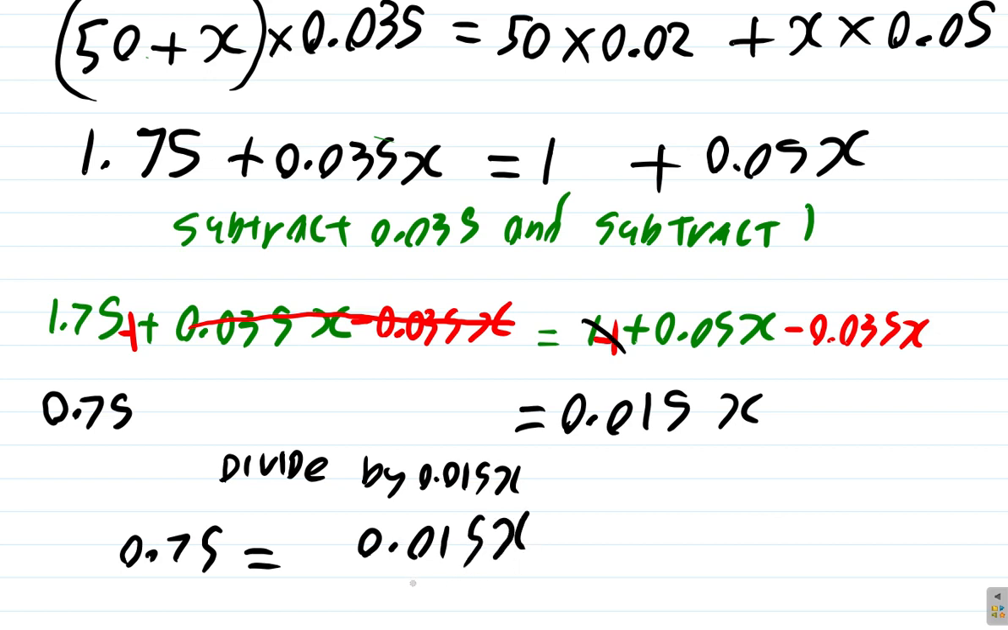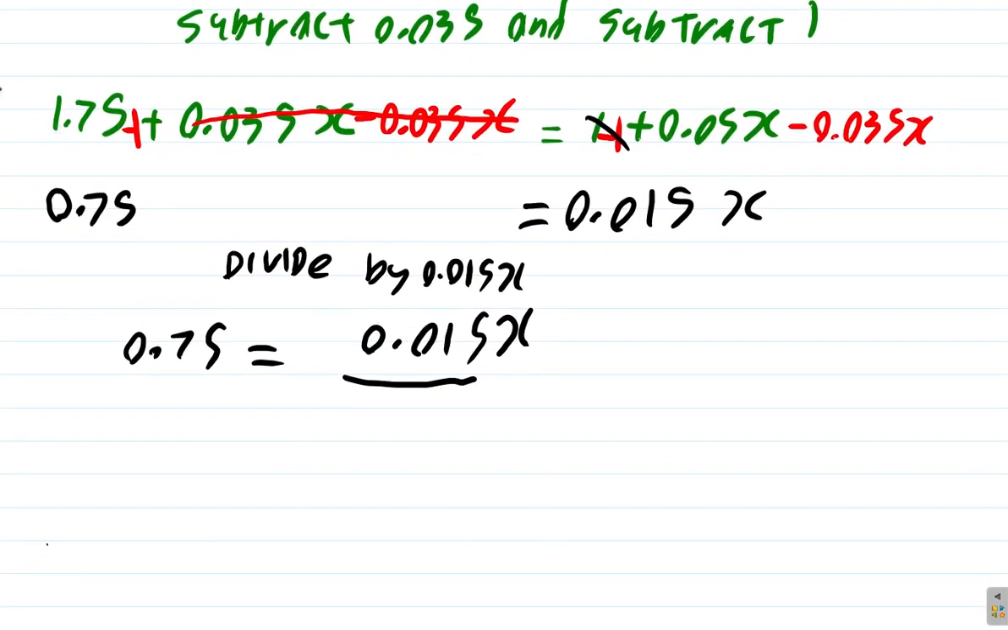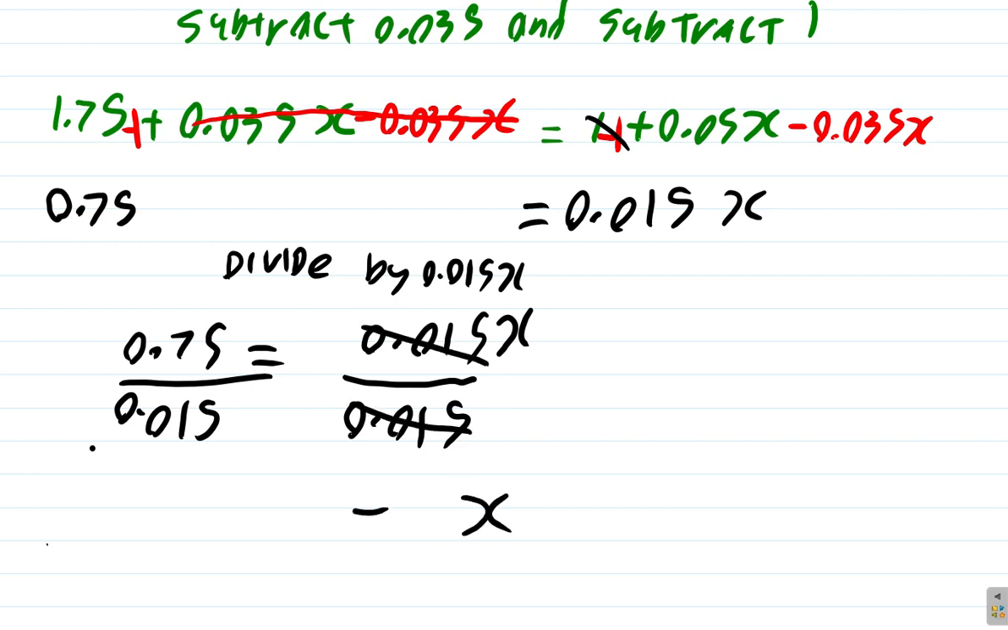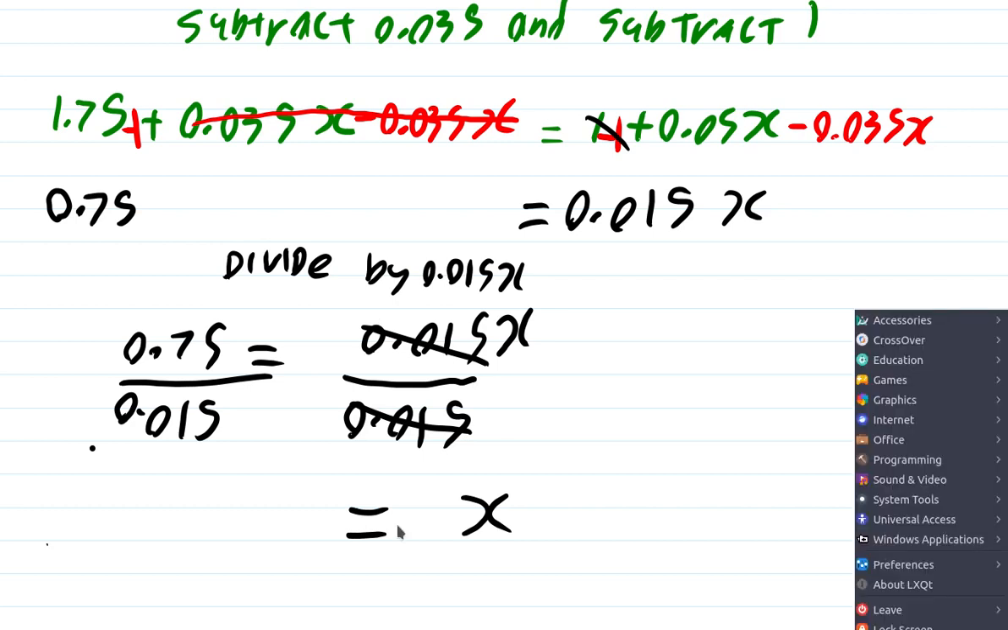Remember, your aim is to get x alone, same as having 1x. You don't want 0.015x equal. What you want is x equal. So you divide this by 0.015. But if you divide the right hand side by 0.015, you need to also divide the left hand side by 0.015. So you see that? Now this cancels this, so you have x equals what?